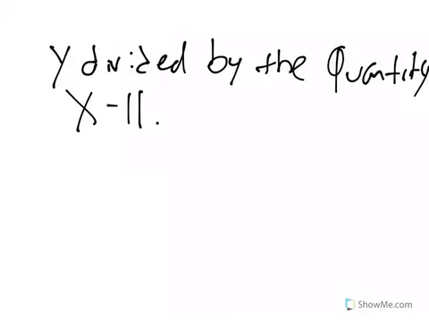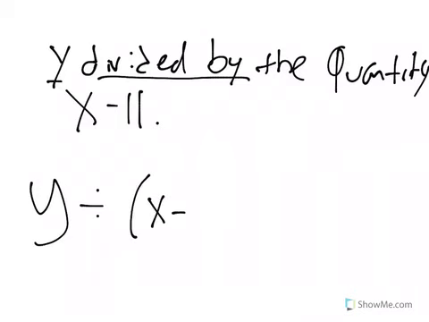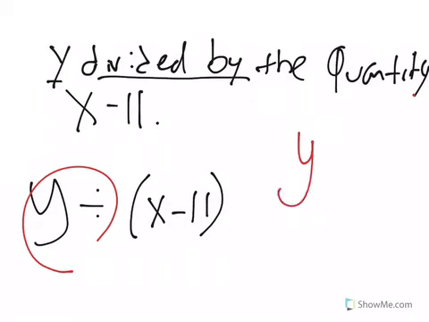Okay, here's a little bit fancier one, but not much harder, right? y divided by the quantity x minus 11. So we're going to write that just the way we say it. y divided by, we use a symbol, the quantity of x minus 11. So we're going to have x minus 11, put that in parentheses. If we wanted to write that without using the division symbol, y is going to be our numerator, quantity of x minus 11 will be our denominator. These are the same. These are equivalent.